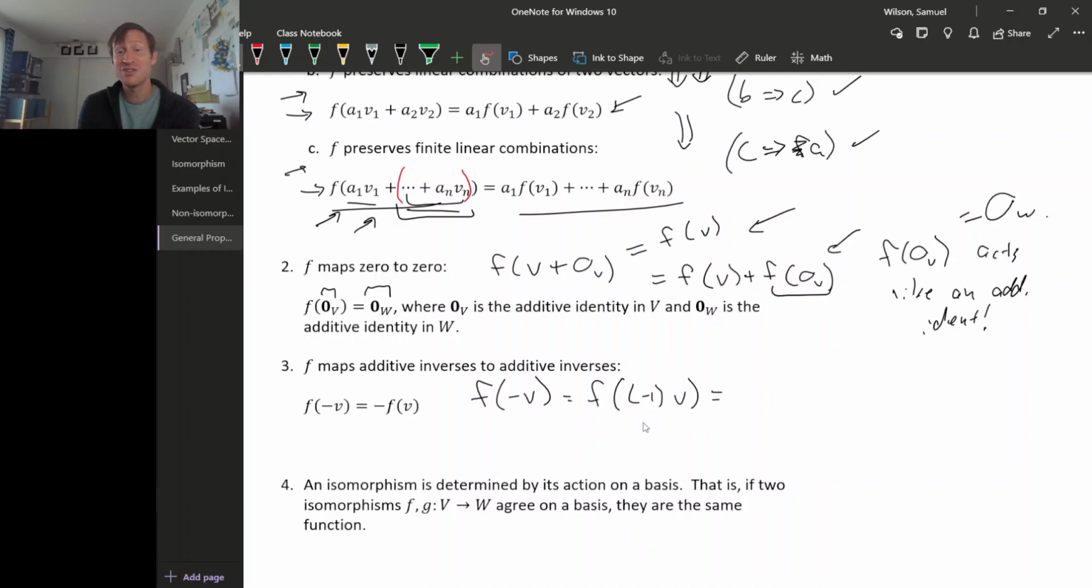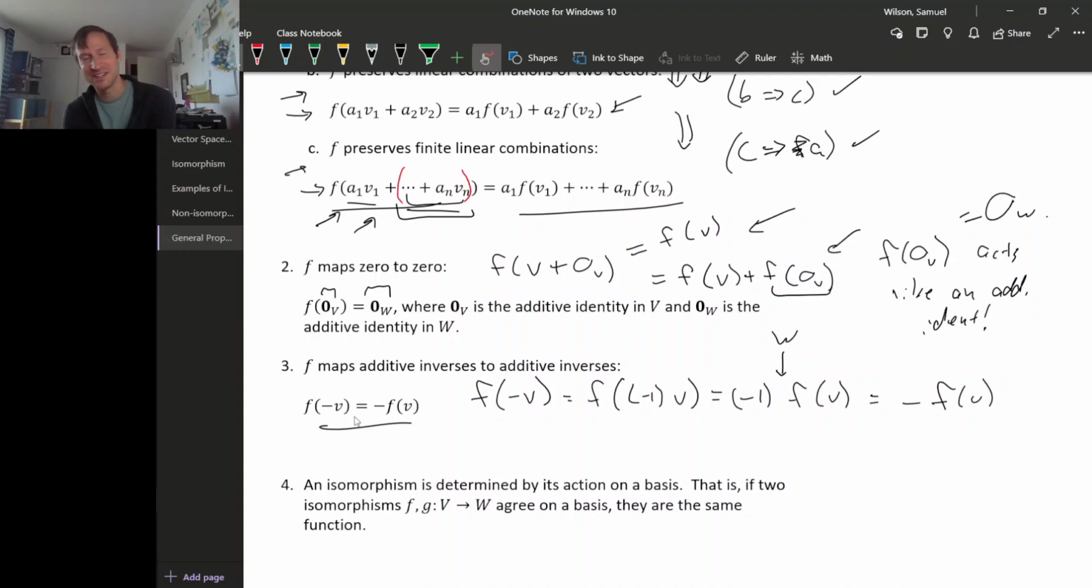But now we can use the fact that isomorphisms preserve structure to move this scalar of minus 1 outside. But now this is in the vector space W, and in W we know that minus 1 scalar product with f of v is the additive inverse of f of v. And so we've shown that this additive inverse gets sent to the additive inverse of f of v.